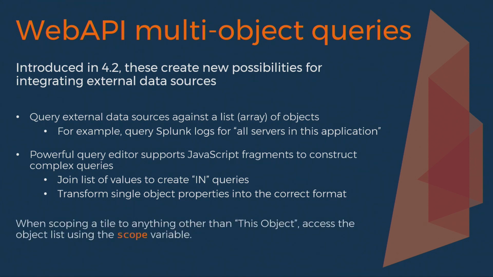I'll show you a demo in a second, but the important thing to remember with this basically is if your tile is scoped to this object, then it just works as it did before, but now you can use fancy JavaScript in your Moustache parameters. If, however, you want to use the new list capability to say all objects in this group or all things contained on this computer, whatever, you need to access that list of objects using the scope variable. Again, I'll show you this in a second, but the scope keyword is what you need to remember here. That's the important change.